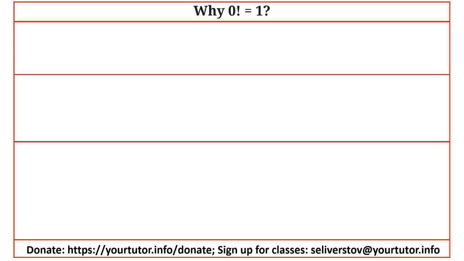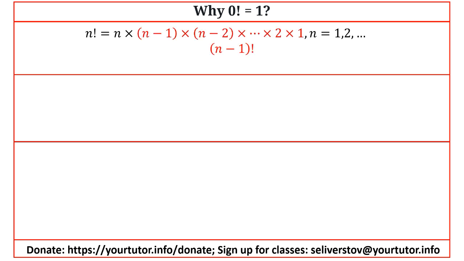On the set of positive integers, the factorial of n is defined as follows. It is the product of all positive integers from 1 to n. In particular, this product is the factorial of n minus 1. Then the following recurrence relation is true for the factorial.